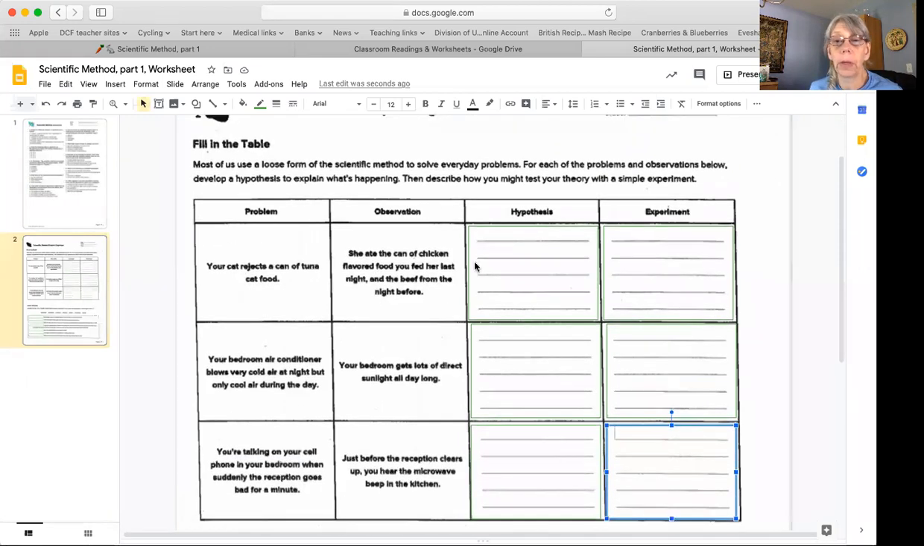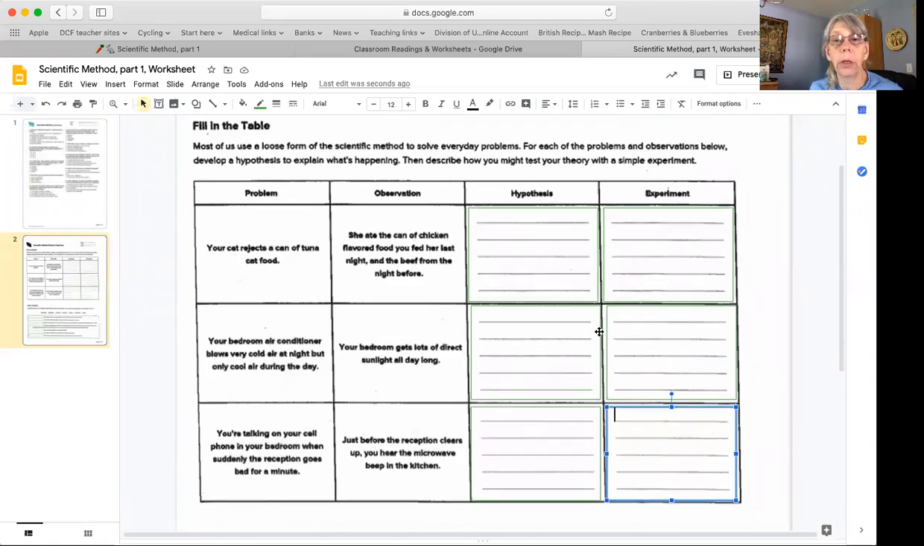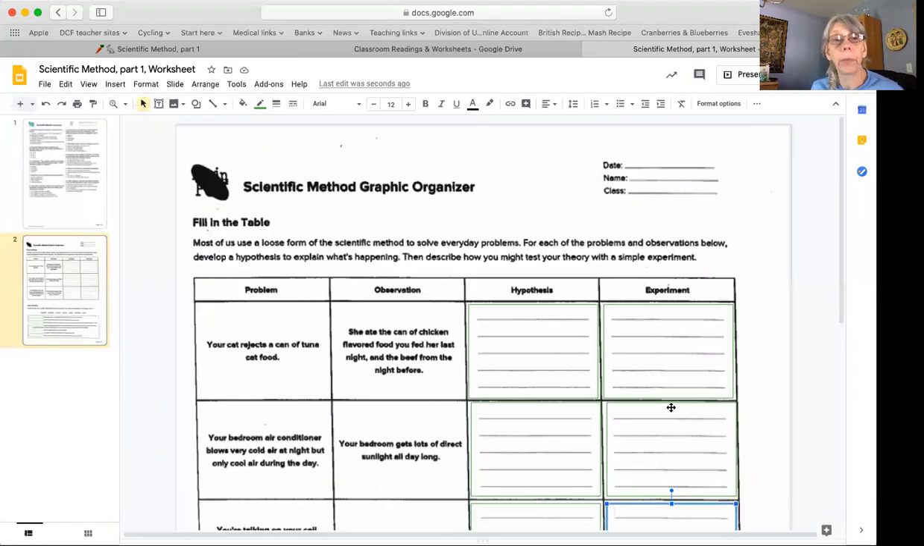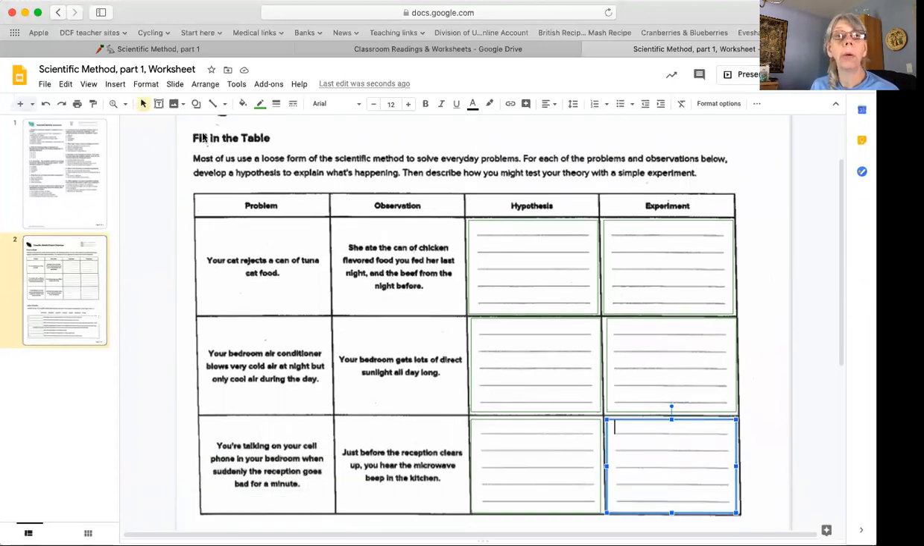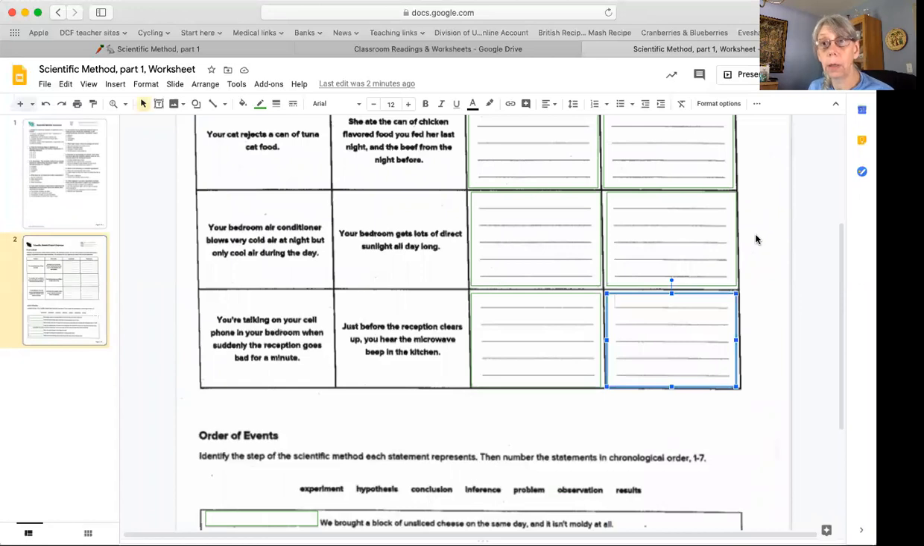As you can see, we have all these boxes here to fill in everywhere. All right, we'll start with fill in the table. Most of us use a loose form of the scientific method to solve everyday problems. For each of the problems and observations below, develop a hypothesis to explain what's happening. Then describe how you might test your hypothesis. We're not at the theory level yet. I don't know why they put that there. With a simple experiment. One experiment, we're not at theory time.